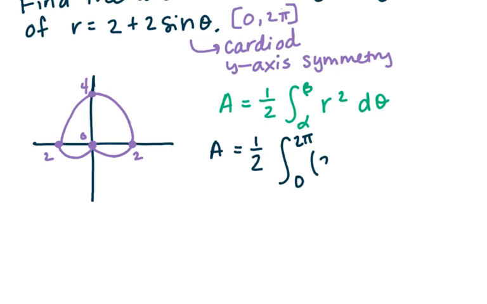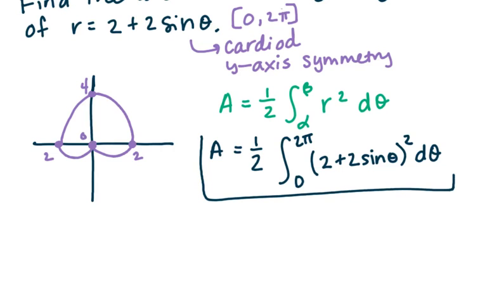The r function is 2 plus 2 sine theta. So that's what's being squared, and then we're deriving with respect to theta. Okay, so that's probably the most intuitive way to do these up front.